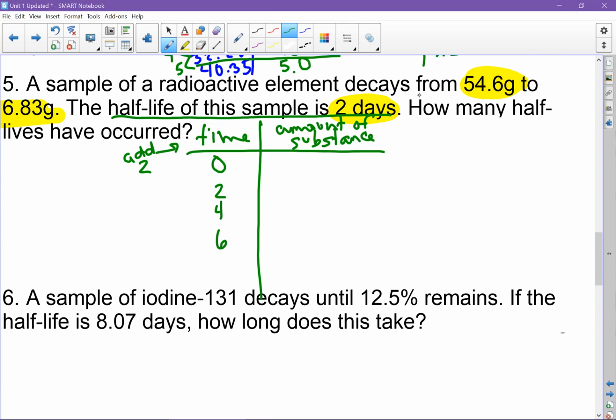So if it decays from this to this one, that means this 54 was the original amount, which means it goes at the top of our T-chart.